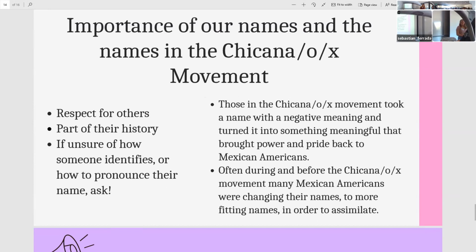A perfect example of that was earlier in the chat, when Henrietta said that her name was switched. A lot of that happened with this. Jose, for instance, Jose went to Johnny or Maria went to Marie. That's just an example.